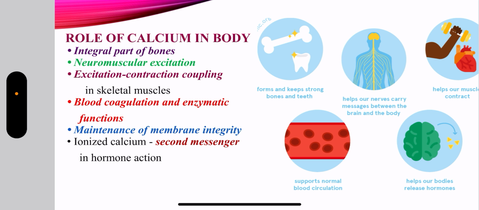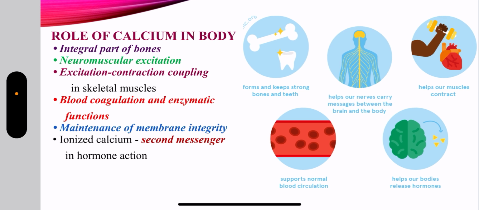Second function is its role in neuromuscular excitation. You can see in this figure also, it helps our nerves carry messages between the brain and the body. How does it happen? Because the sodium ion channels present over the nerve and muscle cell membrane are very sensitive to our plasma calcium ion levels. Whenever there is an increase in plasma ionized calcium, it causes lethargy, weakness in the muscle, emotional instability. On the contrary, when there is a fall in plasma calcium, tetany occurs.